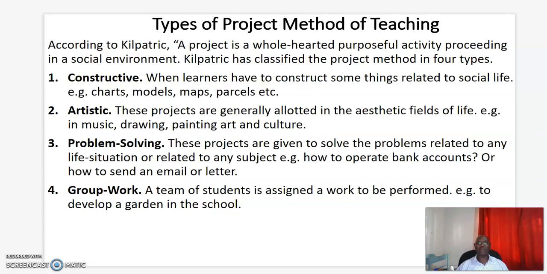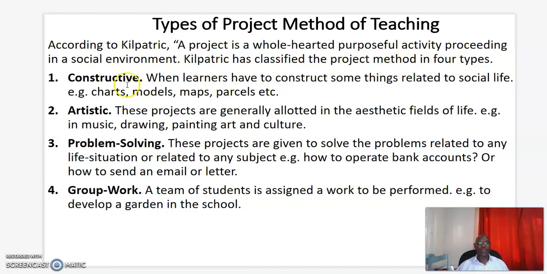What are the types of project method of teaching? According to Kilpatrick, a project is a wholehearted, purposeful activity proceeding in a social environment. Kilpatrick has classified the project methods into 4 types.